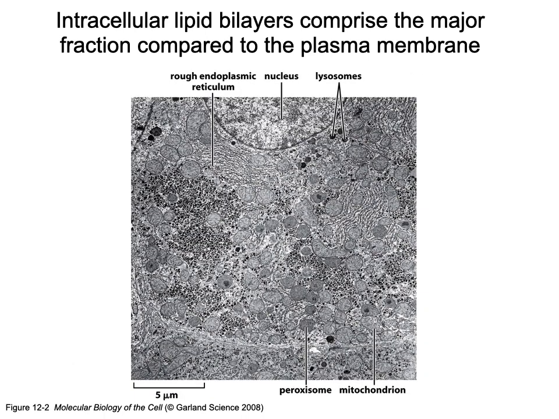So the take home from that table really is that intracellular lipid bilayers comprise the major fraction compared to the plasma membrane, right? So we want to keep in mind that even though we think about the plasma membrane as being the membrane of the cell, there are so many membranes inside the cell, and with that, we need to be able to get proteins to those different locations also.